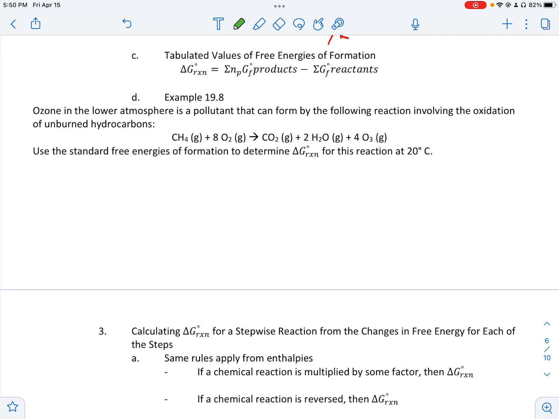And so that's what we're doing in this one. We're just going to take our products minus our reactants, just like we did with delta H and delta S in the previous problem. So let's make sure we've got that. We're going to look here at our items. So we've got products minus reactants. So we're going to take 2 times whatever H2O is, plus 4 times whatever O3 is. All right, that should be a bracket, minus 1 times whatever methane, CH4, is, plus 8 times whatever.